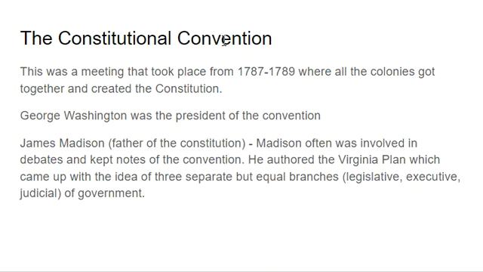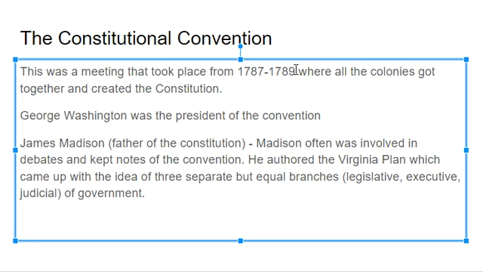And all of this is taking place at what's called the Constitutional Convention. This was a meeting that took place from 1787 to 1789, where all the colonies got together and created the Constitution. Remember, the Revolutionary War ended in 1781, so it took 8 years to figure out what type of government we wanted. And at the convention, George Washington was the president of the convention.